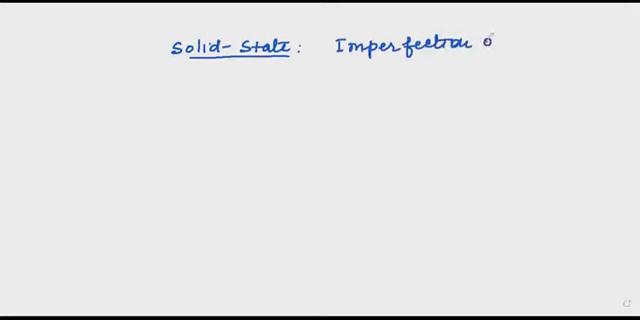This is imperfection of the crystal. Clear? We are discussing the imperfection of crystal, or you can say that this is a defect of crystal. This is an important topic of solid state, and this is called imperfection of crystal, or this is also called defect of crystal.